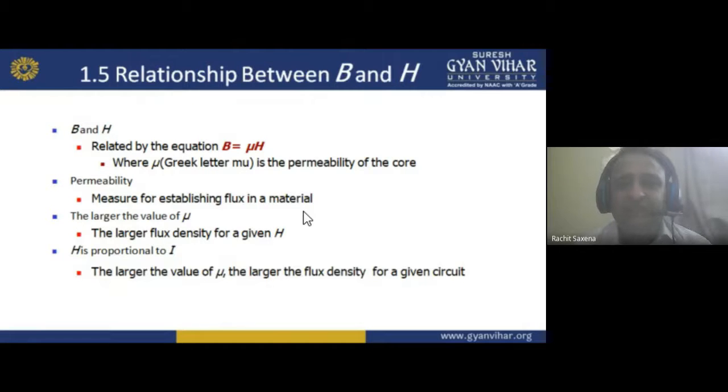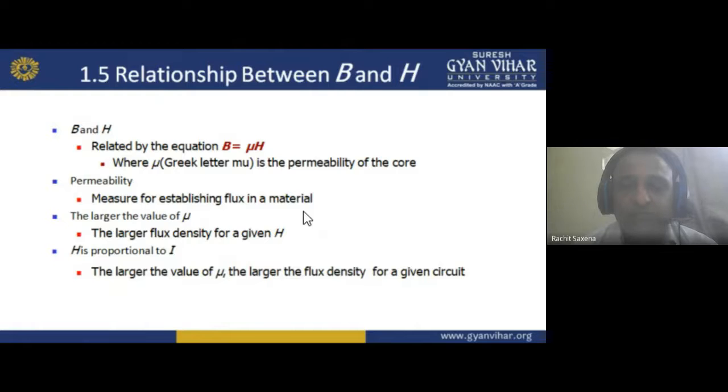Relation between B and H. Now, as I earlier told you, B is basically the magnetic field density and H is the intensity. So they are related by the equation B is equal to mu H, where mu is the permeability. It is a Greek letter, mu. Mu is the permeability of the core.